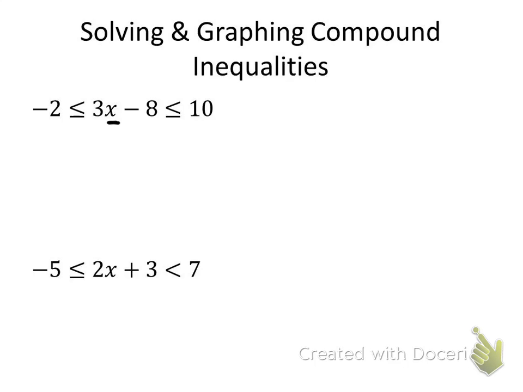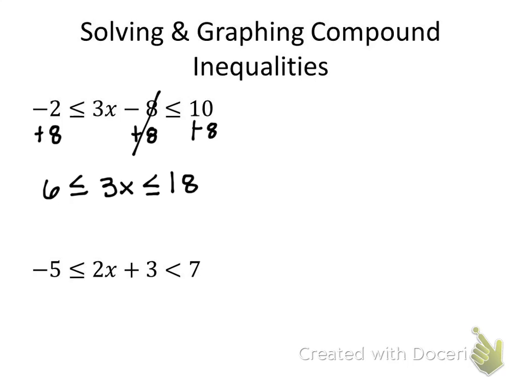So I just solve this problem like I normally would. x needs to stay in the middle, and I need to move everything that's in the middle to the outsides with it. Whatever I do to the middle of my problem, I've got to do to the front and to the back. So I want to solve for x, so I add 8 first, because I'm going to solve it just like a regular problem. That cancels out, but whatever I do to the middle, I do to the front and the back. Now I have 6 is less than or equal to 3x is less than or equal to 18.